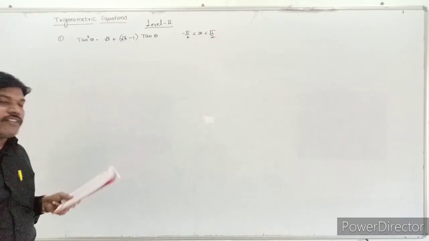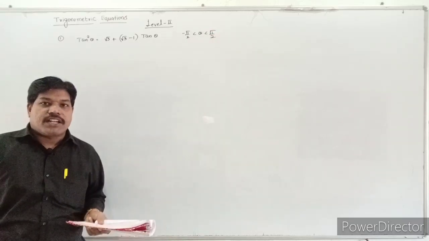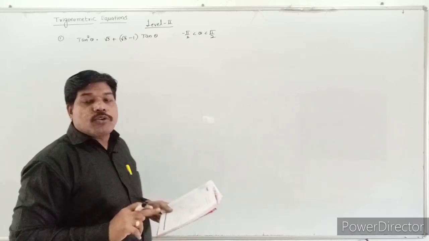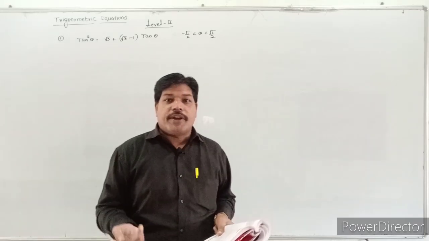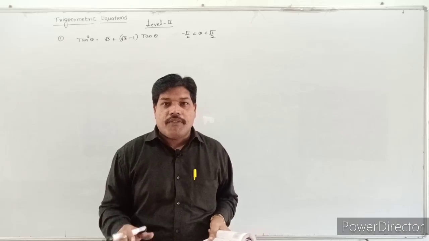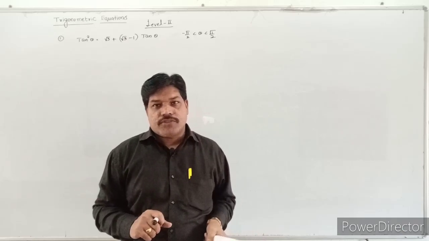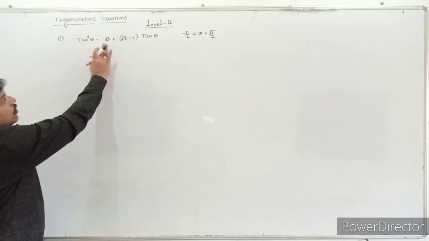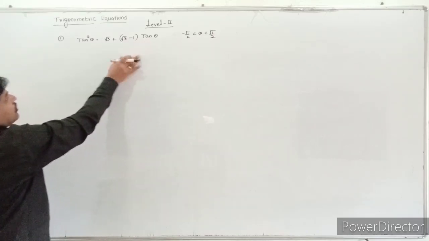So what are the values of θ? What is the meaning of what they are asking? In between −π/2 to π/2, they are asking for the solution of this trigonometric equation. Okay, so see this question, students, how to solve this one: tan²θ = √3 + (√3 − 1) tan θ.